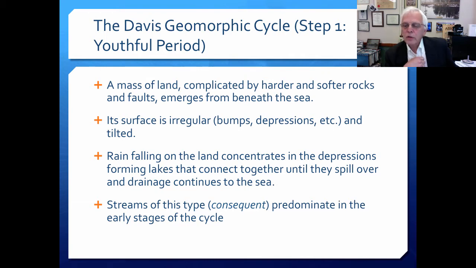Rain falling on the land then concentrates in any depression, and that will form lakes and ponds, and then they begin to spill over and connect together until they spill into a drainage system that continues downhill until the water has no further potential for movement. That is, when it gets to sea level. Then the only way it can move out of the sea, as we saw in one of the earlier sessions, is to be evaporated and then precipitated and drop back down and complete the hydrologic cycle. Streams of this type are called consequent streams, and they predominate in any kind of early stage of the cycle or early stage of fooling around on a stream table.